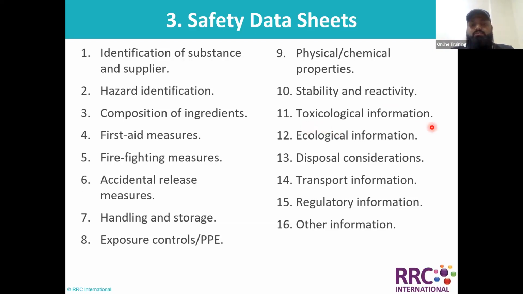Next is toxicological information: whether this chemical is toxic. In the same way, ecological information, disposal considerations, transport information, regulatory information, and other information, if some kind of information was missed. So as you can see, health, safety, environment, transportation, handling, first aid, fire, all the factors are mentioned here. All the information is given in the standard safety data sheet.